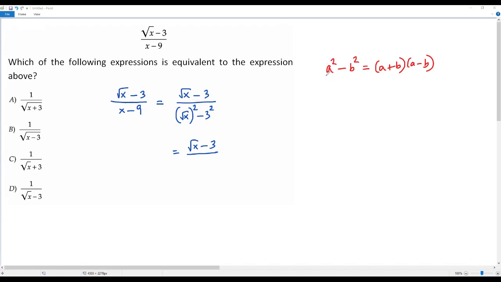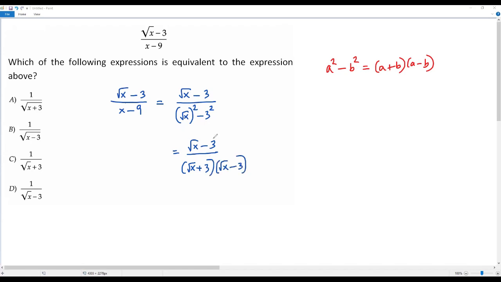At the place of a, we have square root of x. At the place of b, we have 3. So we can write this one in factored form like this. We have to write square root of x at the place of a, 3 at the place of b. Then we have square root of x plus 3 times square root of x minus 3.